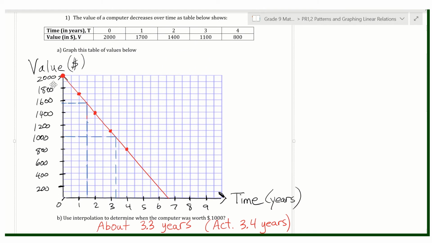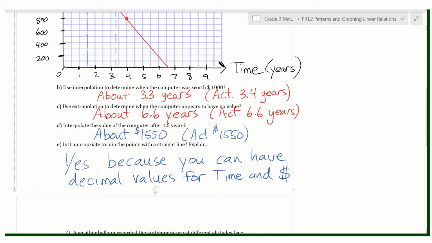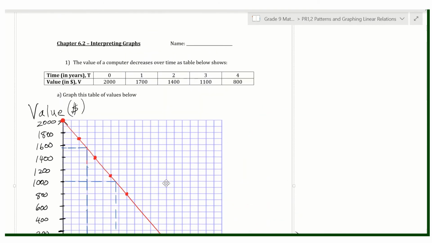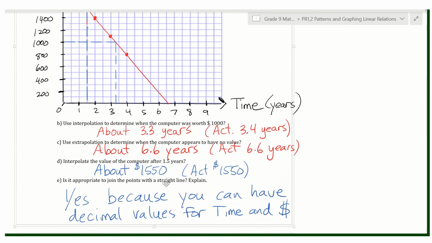Over here, value, is it appropriate to have values of half, like in between dollars, like $201.50? So 50 cents, yes, you can have half dollars. If this was the number of books, for example, then no, again, you can't have half books. You can't sell half donuts or half pies. So certain values you cannot have half of or thirds of, quarters of, but in this case, it is totally appropriate because yes, you can have decimal values for time and for money. Okay, so that's the first question on chapter 6.2.